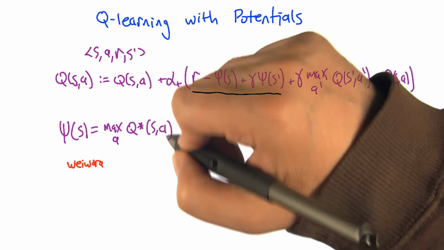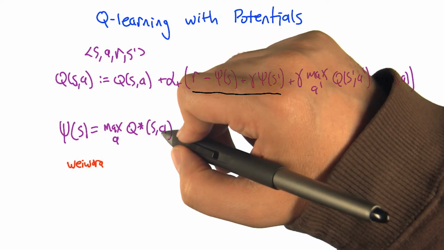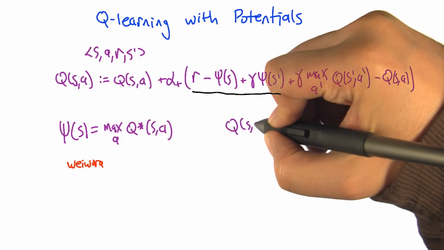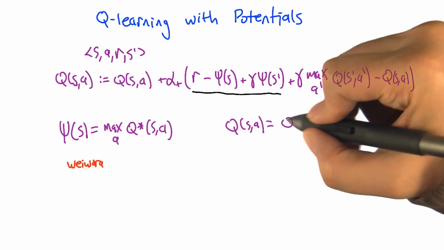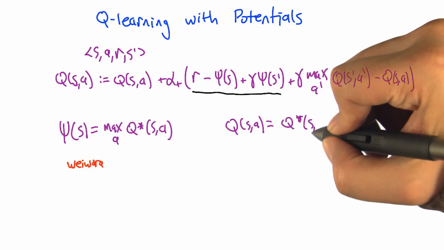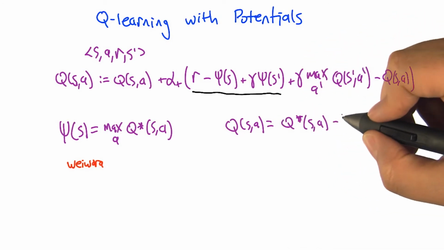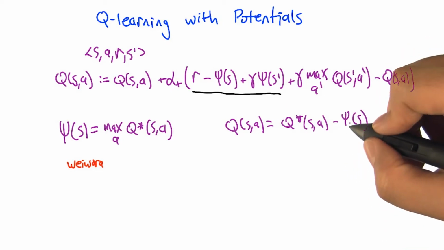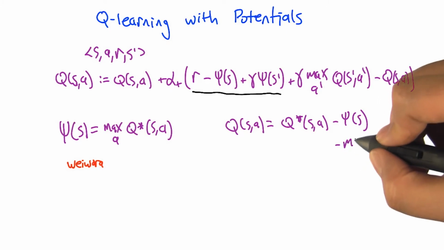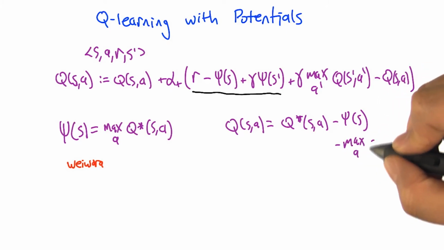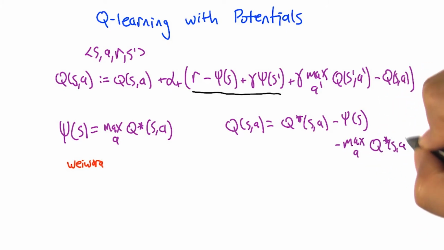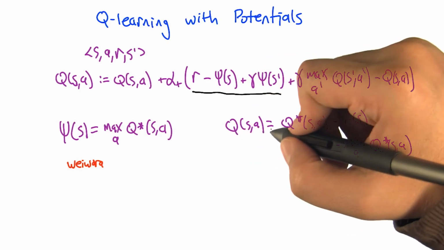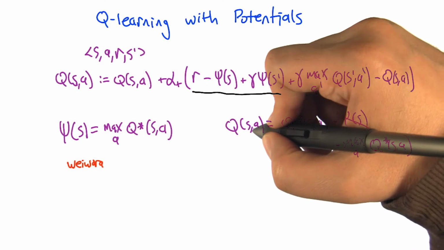But what does it do to Q? What does Q end up being in this case? 0. Is that obvious? Q(s,a) is going to be Q star(s,a) minus psi(s), right? That's what we figured out on the last slide. And this psi(s) is exactly max over a of Q star(s,a), which is Q star(s,a). Not exactly, right? So Q(s,a) for the optimal action is 0.